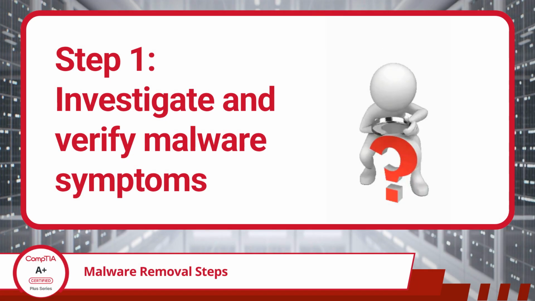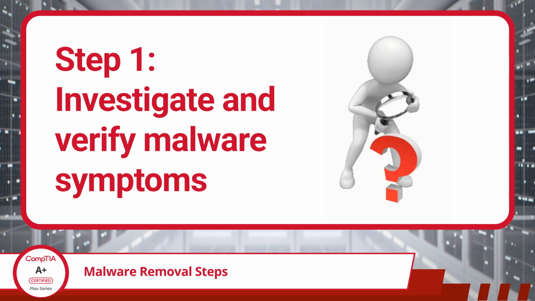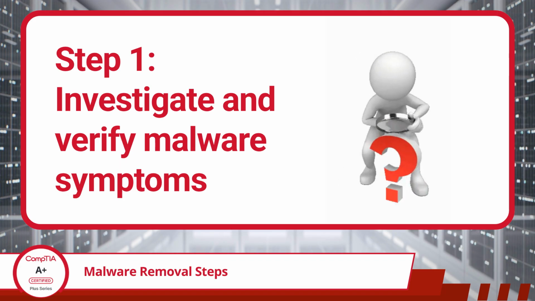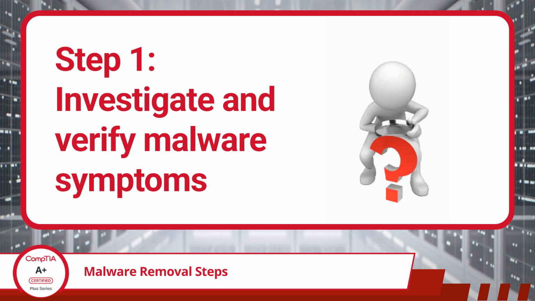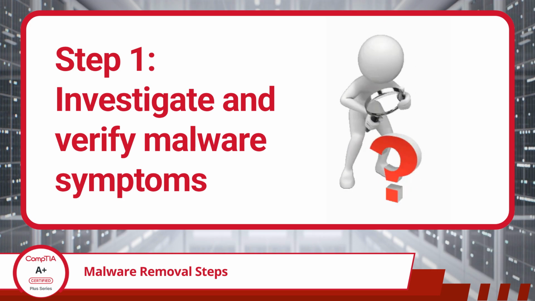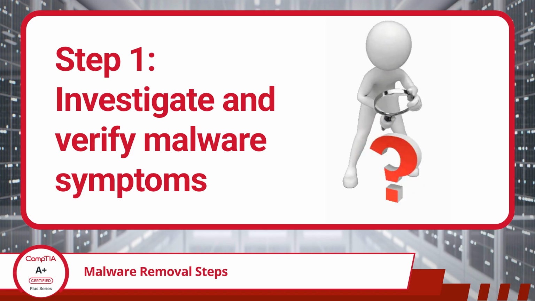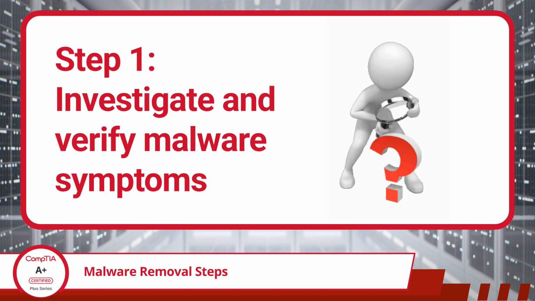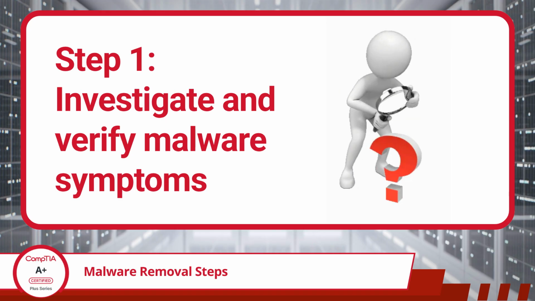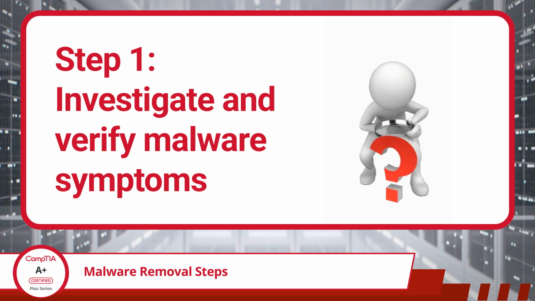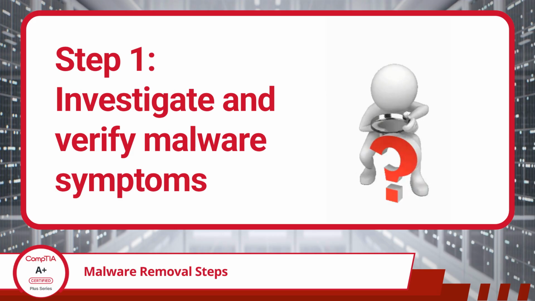Step 1 is to investigate and verify malware symptoms. This is where you put on your detective hat and look for signs that malware may be present. Symptoms might include unusual pop-ups, system slowdowns, unauthorized changes to settings, browser redirects, disabled security tools, or strange network activity. Of course, not every issue automatically means malware. Sometimes a failed update or hardware problem can cause similar symptoms. The goal here is to verify whether malware is actually responsible before moving forward with remediation.